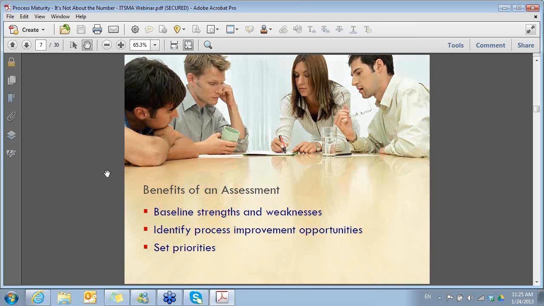With an assessment, and in particular a maturity assessment, what you're trying to do is, first of all, baseline your strengths and weaknesses. Take a little snapshot of where you are right now. This is great input for any of you in your organizations that do SWOT exercises: strengths, weaknesses, opportunities, and threats. This is a great opportunity for you to generate input into that SWOT process or vice versa. You want to identify process improvement opportunities and then set priorities relative to those opportunities. And I'll talk a little bit more coming up about a little tool that you can use to do that.